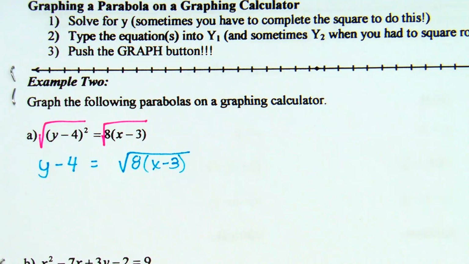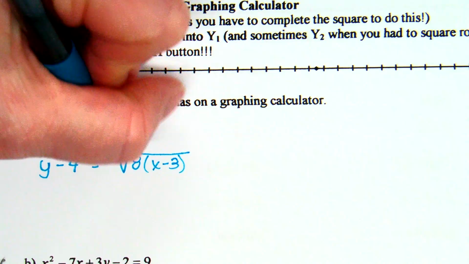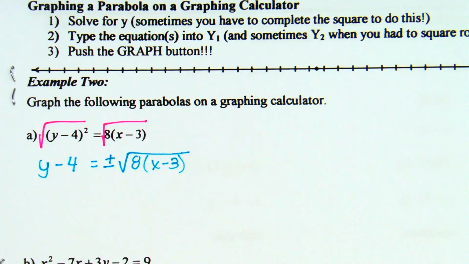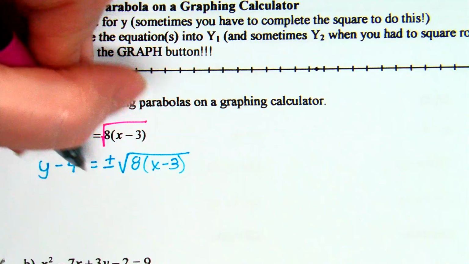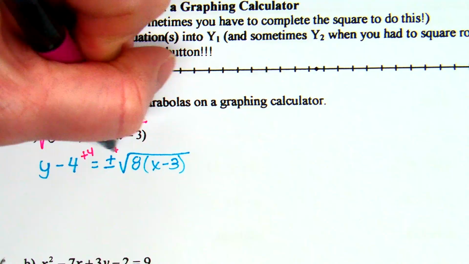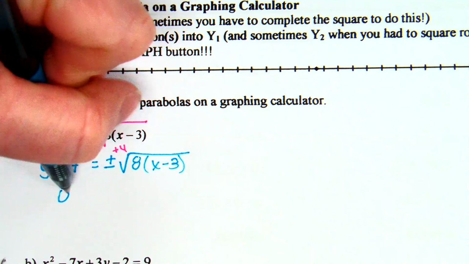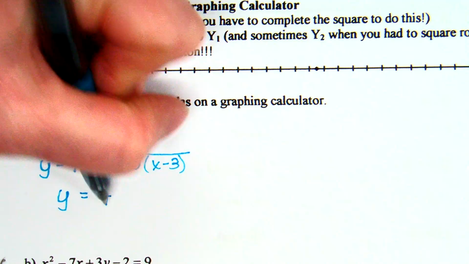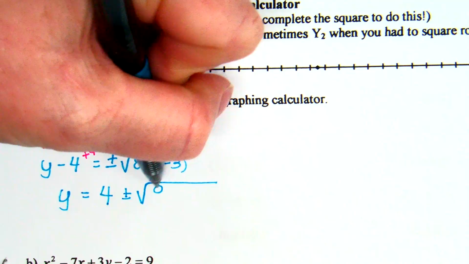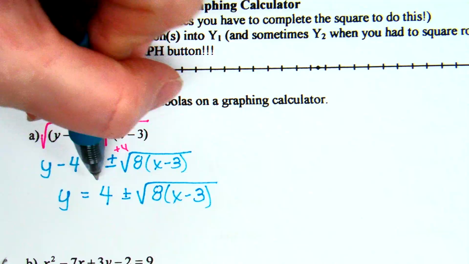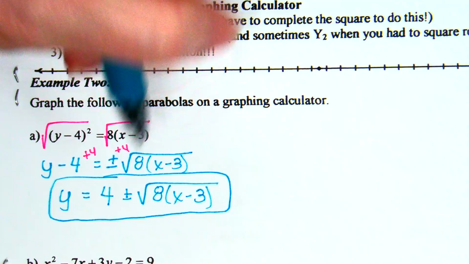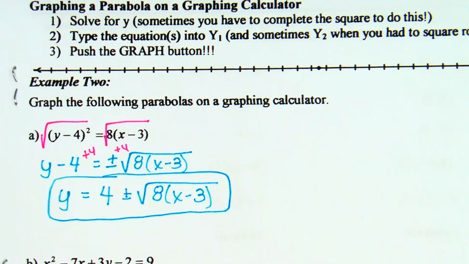What do I have to put in front of that square root? When you take the square root in an equation setting, you have to consider the positive and negative roots. And then if it's y minus 4, we're going to have to add 4. And so this is y equals 4 plus or minus the square root of 8 times x minus 3. Okay? You've got the y equals here, right?